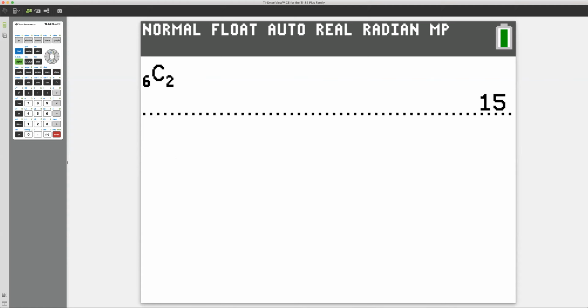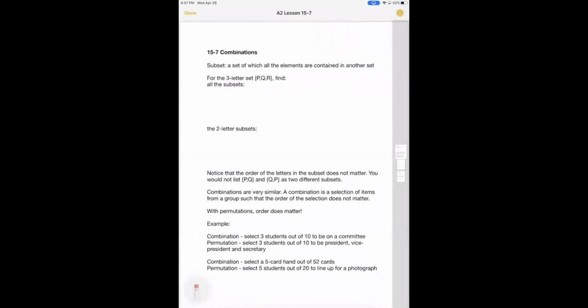So now let me go ahead and change my sharing to my iPad, and this will just take a sec. Here we go. My screen is locked. And I'm going to mirror, and here we go. Ta-da. Okay, so here we are, and we're talking about combinations.